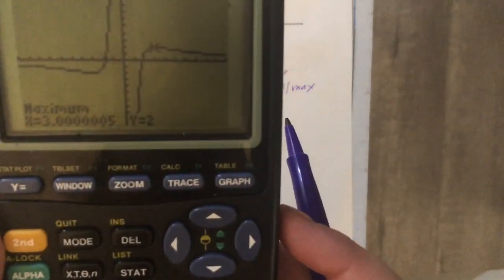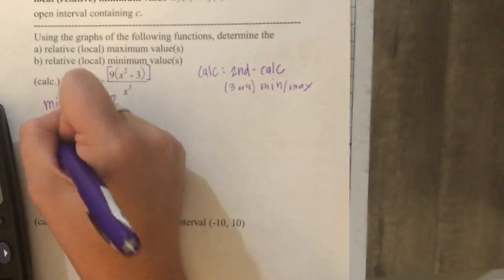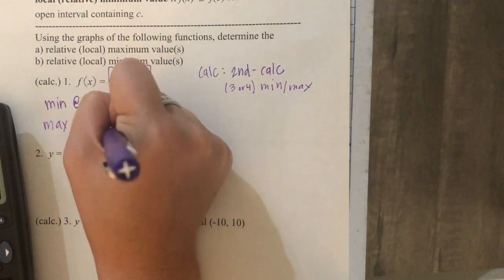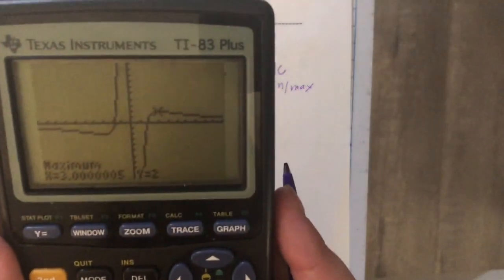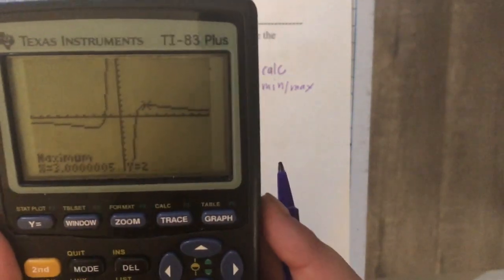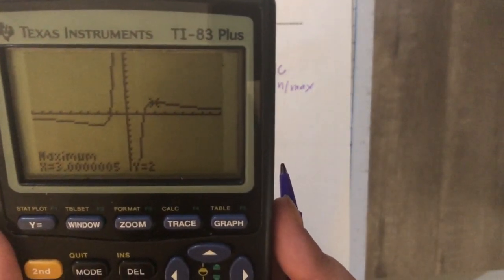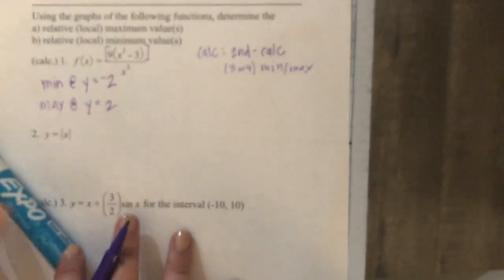And it's thinking, and I get maximum is at x equals 3, y equals 2. So I have a maximum at y equals 2. And those are my only ones. Remember with local, I could have multiple, but I don't in this case. Those are my only hill and valley type looking things. So I am finished. Moving on to example 2.